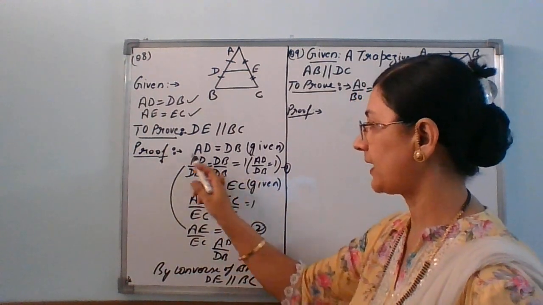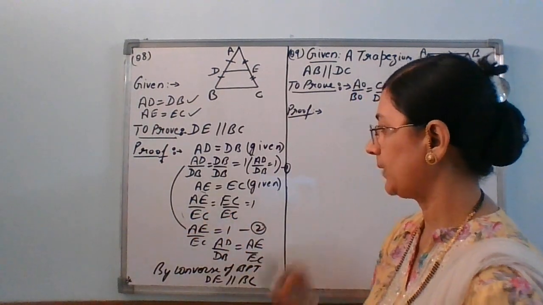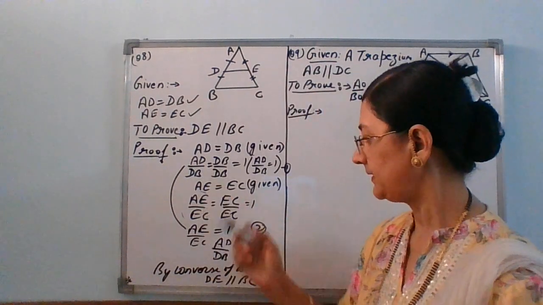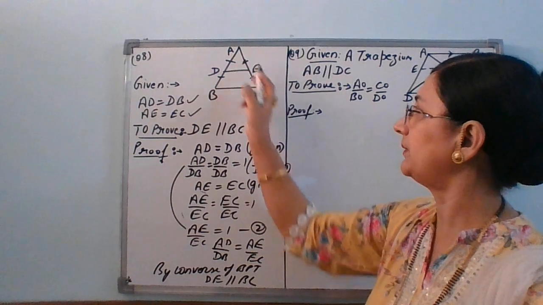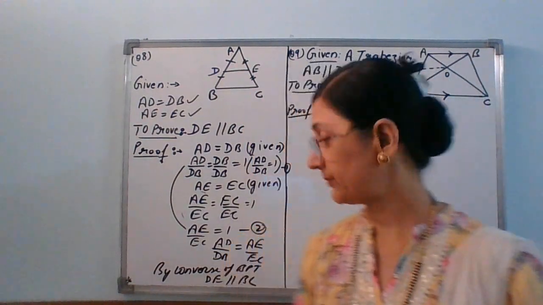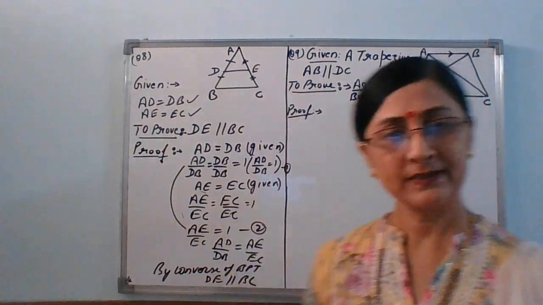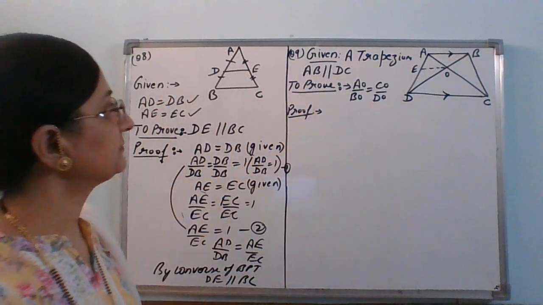So this ratio's answer is 1. Similarly, the answer of this ratio is also 1. On comparing, on the right side they have 1, so the left sides will be equal. AD upon DB is equal to AE upon EC. If such an equal ratio comes, that is the converse. So we'll directly write, by converse of BPT, DE is parallel to BC. Hence proved. Done.